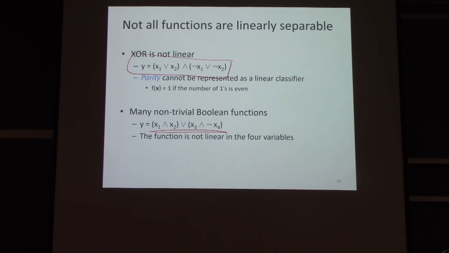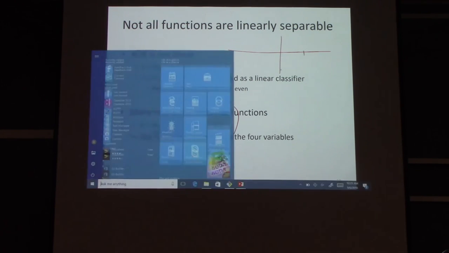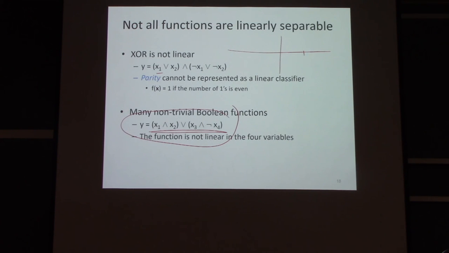So, stare at this Boolean function and convince yourself it's not linear. If you want to get an idea for why parity is not linear, you can draw this picture where plus 1 is true and minus 1 is false. This is 1 comma 1, this is 1 comma minus 1, and so on. The parity function will say this is a plus and this is a plus, this is a minus and this is a minus. So you can't draw a line for this.